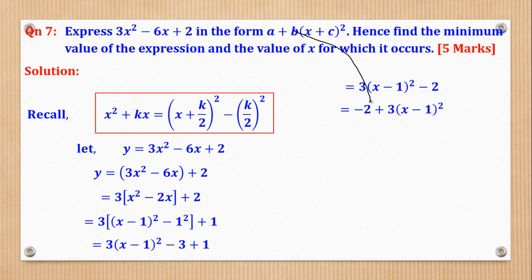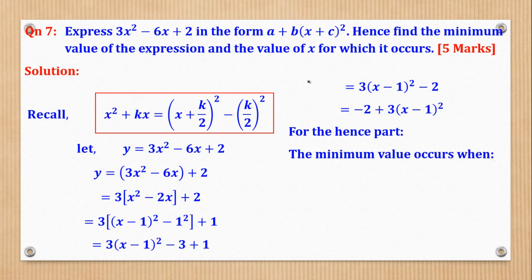So in this form we have this. Then for the hence part, minimum value occurs when the squared term is equal to 0. So that means the value of x is 1. Therefore, the minimum value will be this plus 0, which is negative 2. And that's what they wanted.